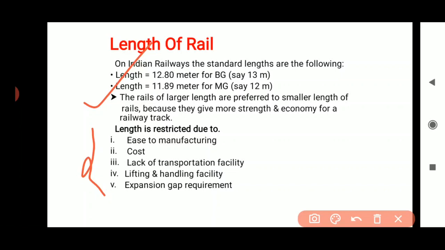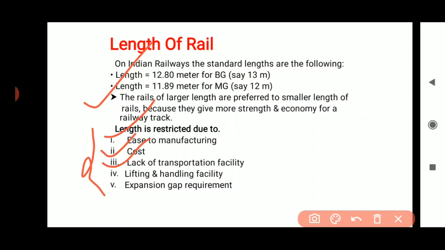The first point is ease of manufacturing, which means the length of the rail should be such that it will be easy to manufacture. Then the next is cost. The length of rail is so chosen that the manufacturing cost is most reasonable. The next is lack of transportation facility. That means the length of rail depends upon the transportation facilities.